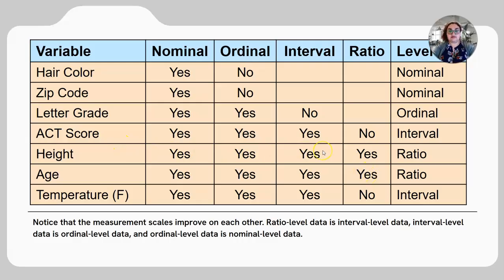Same thing with height. I can say that I am a foot taller than you, or I could say that I am twice as tall as my car or something like that. But ACT scores, just like SAT scores, it doesn't make sense to compare yourself, like I got twice as many as you did. That doesn't really work because of the point scale.